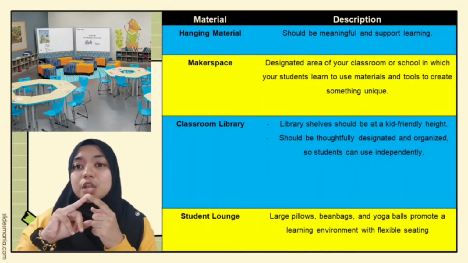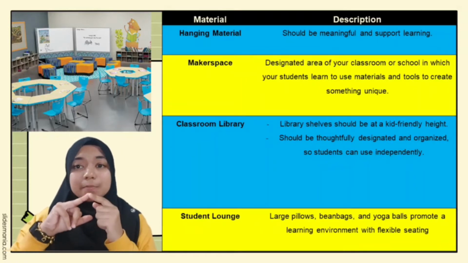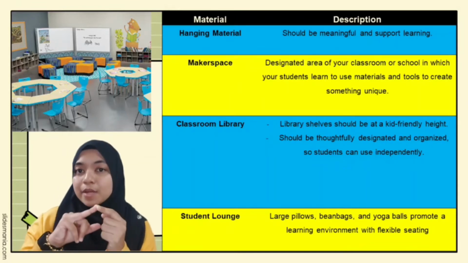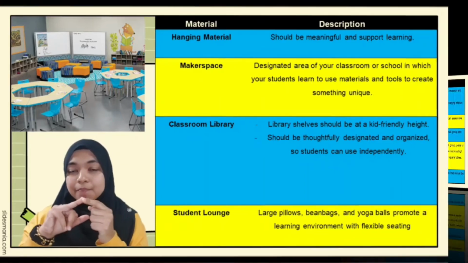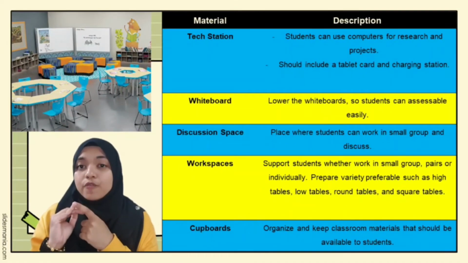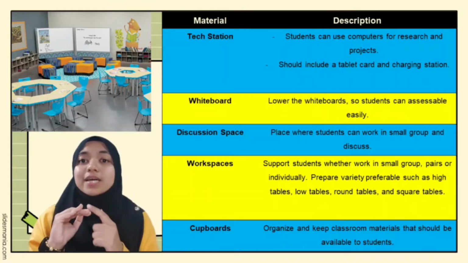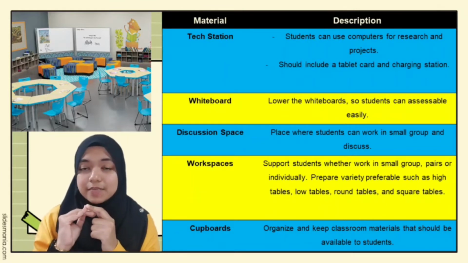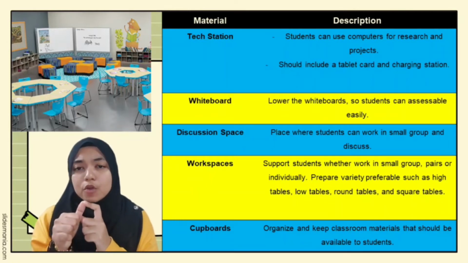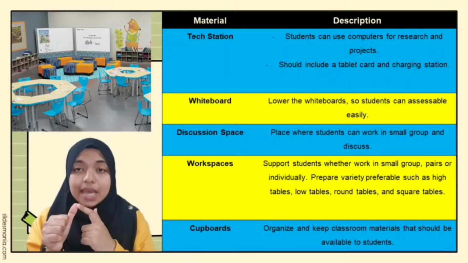Fourth is the students' lounge that consists of large pillows, bean bags, and yoga balls, promoting a learning environment with flexible seating. Fifth, the tech station, where students can use computers for research and projects. It should also include a tablet cart and charging station. Sixth, in the classroom, there should be a whiteboard which is lower so students can access it easily.